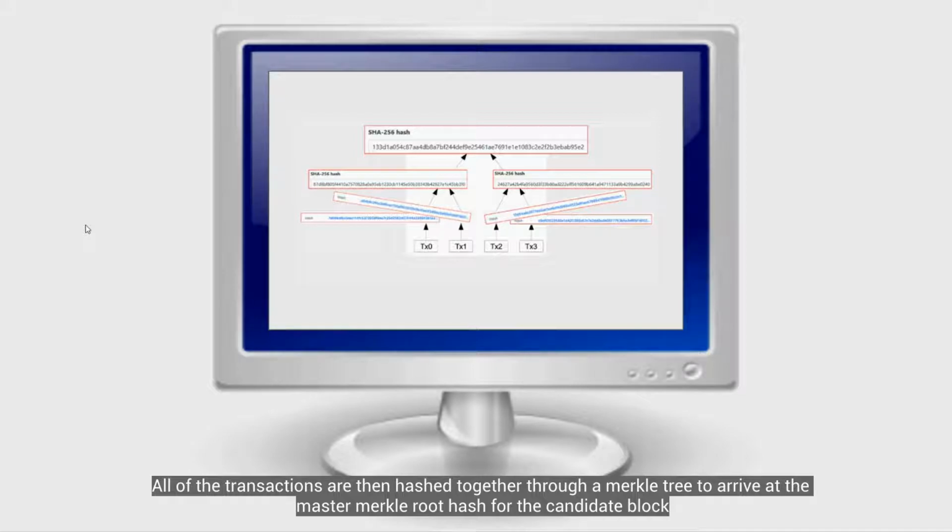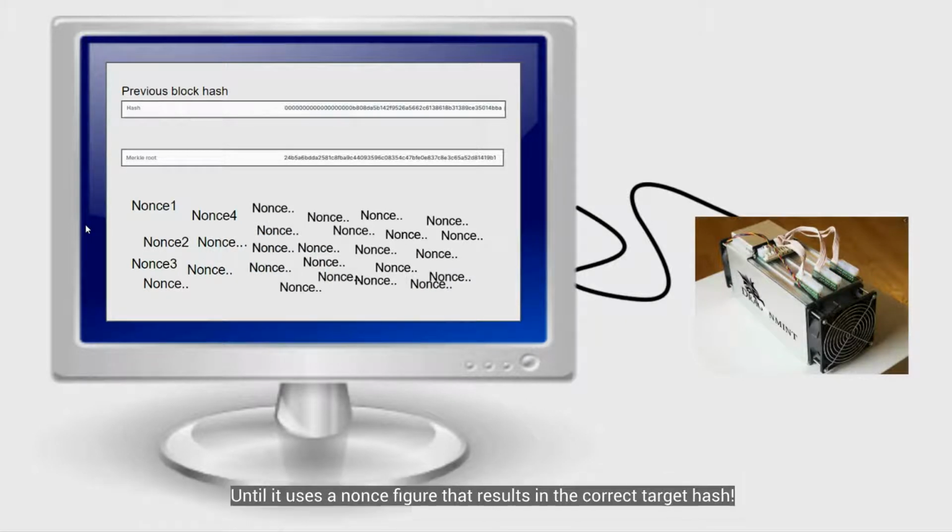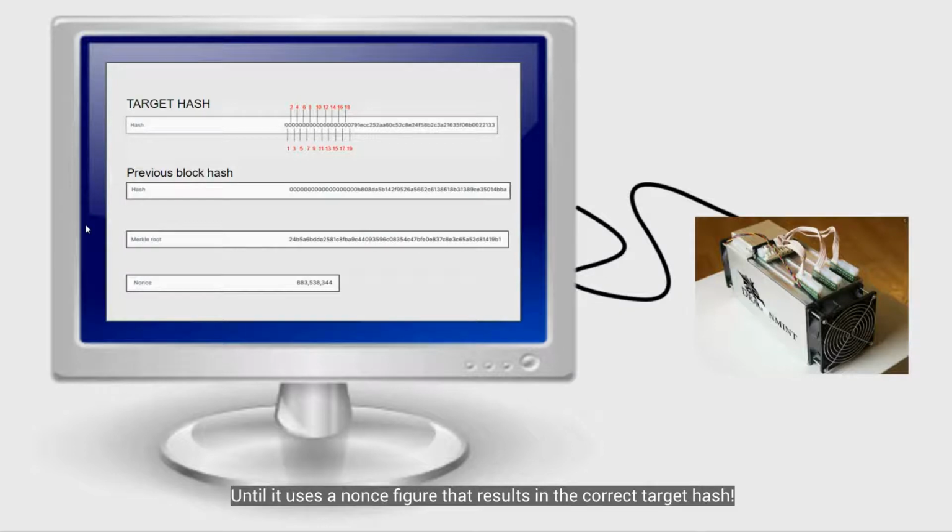All of the transactions are then hashed together through a Merkle tree to arrive at the Merkle root hash for the candidate block. Then the mining hardware takes the previous block header hash and the Merkle root hash and a nonce figure that it constantly changes for millions, billions, trillions of trial and error hashing computations until it uses a nonce figure that results in the correct target hash with 19 leading zeros.